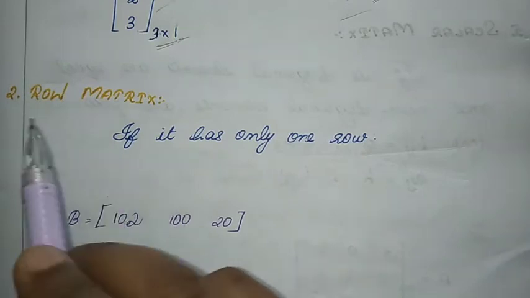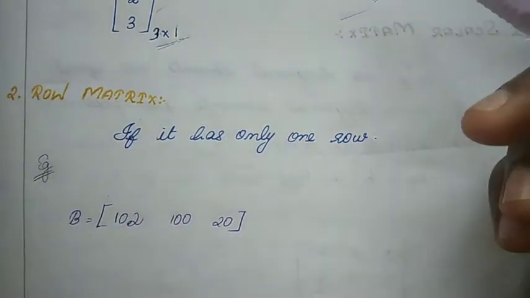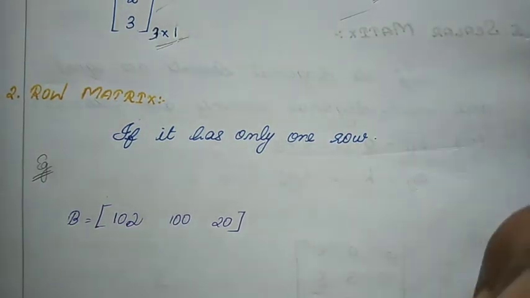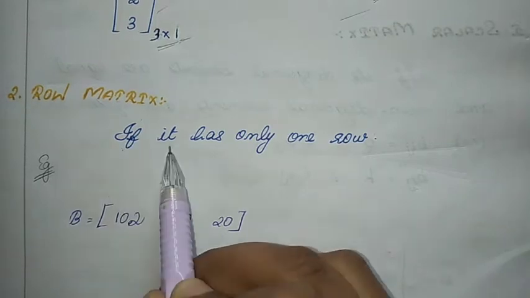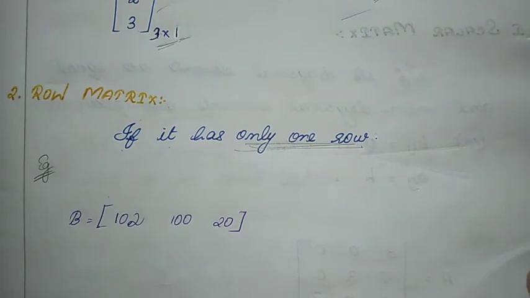Next we will learn about the row matrix. Row means what? We learnt about the column matrix, which has only one column. Now we are learning about the row matrix. If it is a row matrix, it will have only one row. If only one row is present, then it is called a row matrix.